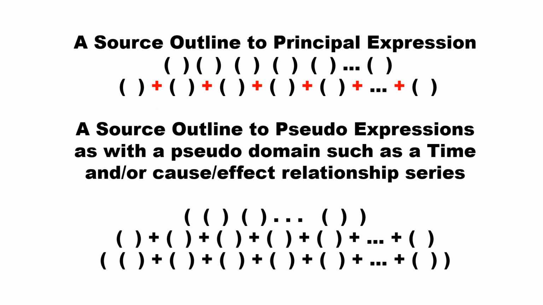This is my first take on an outline for what is a principal expression. Any series of individual objects could be perhaps a principal expression. Any series of individual objects principally expressed as complete systems could also be a source to principal expression. Now I have pseudo expressions below, and that's just an expression of an expression.